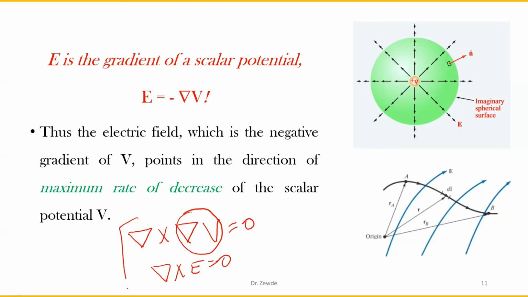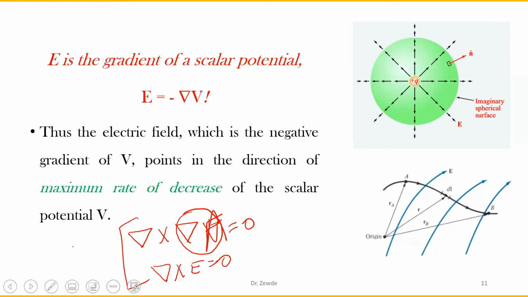And this is true. It's just to show you another way of how we get this: the curl of E is 0, or E equals the gradient of V. So the curl of E is 0, that's true. The curl of the gradient of any scalar function, whether it is F or A, is 0. For any scalar function, the curl of the gradient of the scalar function is 0.